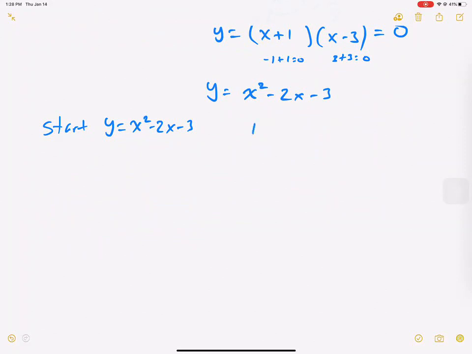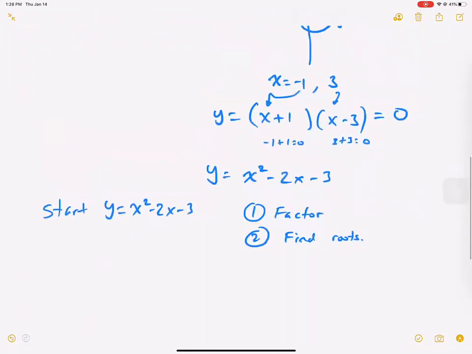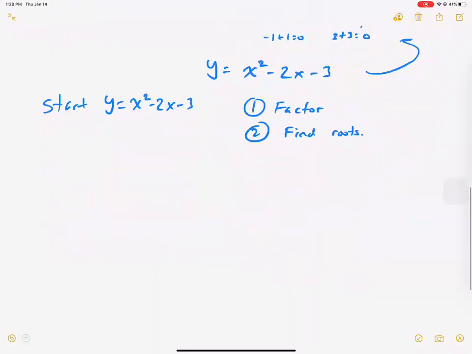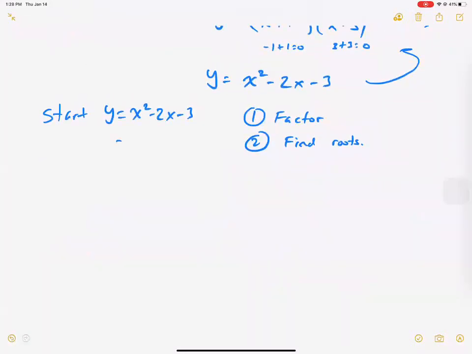So let's go ahead and factor. And two, find roots. So we're going to do all these steps in reverse, essentially. Right. So let's go ahead and factor it. We'll talk more about factoring next time. I'll teach you guys how to factor.